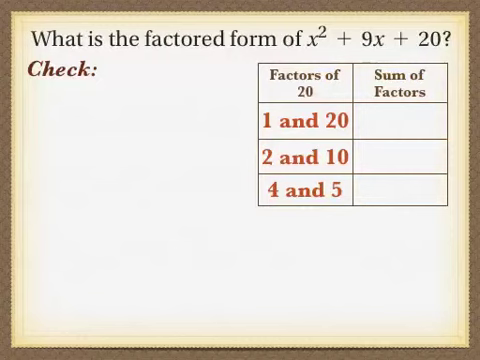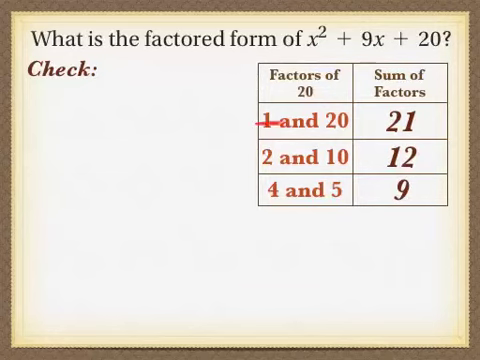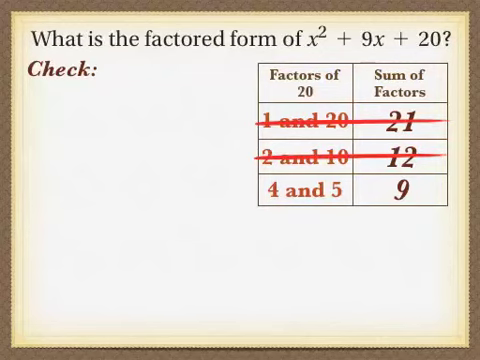So if you look, 1 and 20 add together to be 21, 2 plus 10 is 12, and then 4 plus 5 is 9. So 1 and 20 are not going to be my factors because they have a sum of 21. 2 and 10 are not going to be my factors, but 4 and 5 are going to be my factors because they add together to equal 9, which is b in this trinomial.